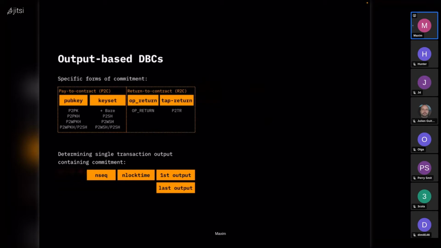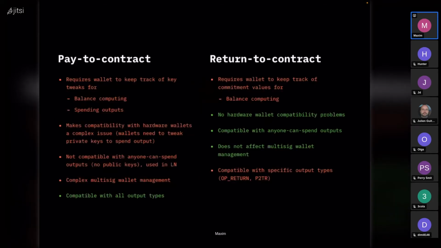And the fee itself, without the protocol ID, is also quite a bad idea, because we still have nearly all of the problems that we have with the fee plus protocol ID protocols. So we end up with the pay to contract or return to contract commitments, and two main options: using nSequence or lock time number, or using the predefined output number. So let's choose between the pay to contract or return to contract options.